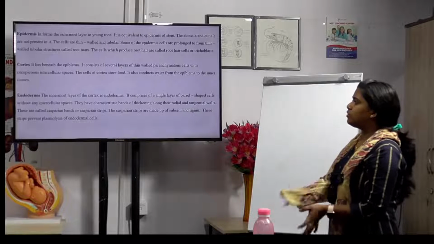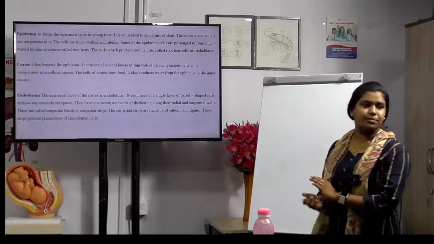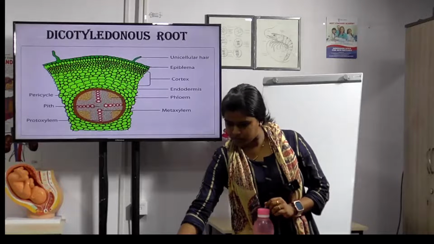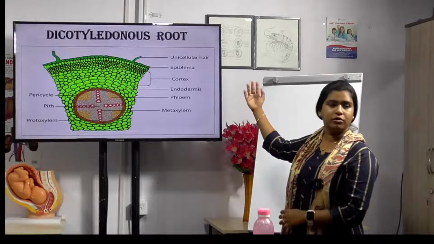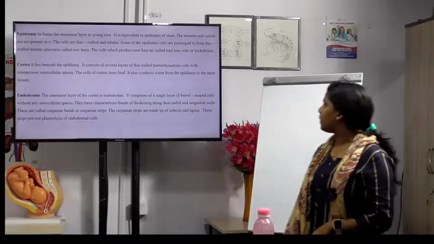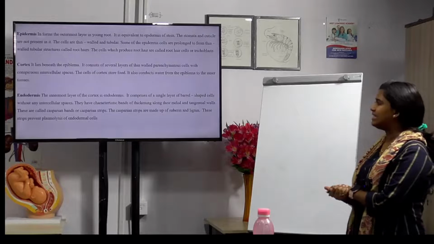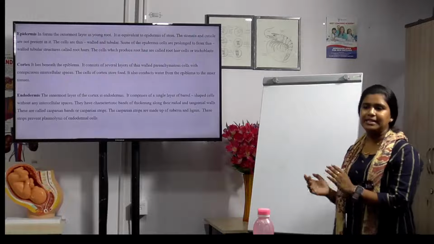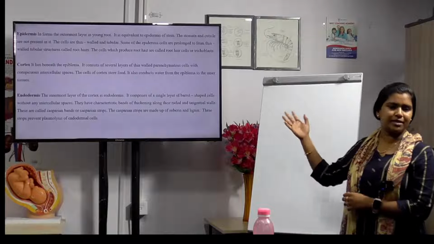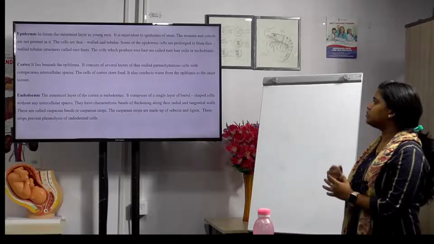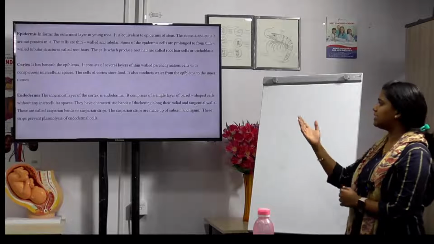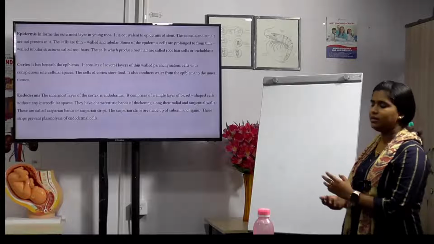Okay, another is the cortex, which lies beneath the epiblema. So it lies beneath the epiblema, this cortex. It consists of several layers of thin walled parenchymatous cells with intercellular spaces, and the cells of the cortex store food. So the main function of the cortex is to store food, and it also conducts water from the epiblema to the inner tissues.